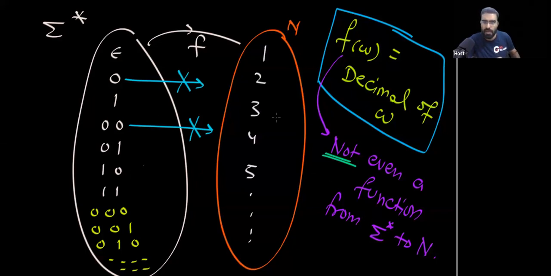If you define f of w equal to decimal of w, this is not even a function, because what will be the decimal of 00? It will be 0. That is not in the codomain. So there is no image of 00, and there is no image of 000 either. Okay, so this is not even a function, and this will not work.